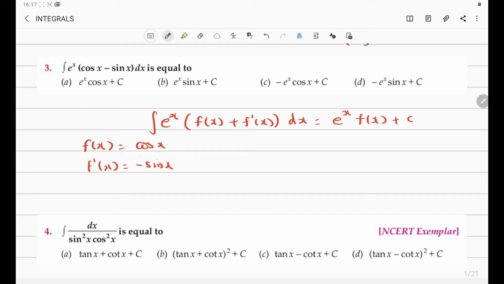So this can be written as e power x times cos x plus minus sin x dx. So if cos x is f of x, then f dash of x is minus sin x. So this will be e power x into f of x, that is cos x, plus constant of integration c. So the right option is option A. Option A is the right choice.